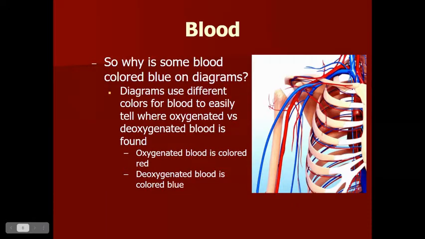So then if we don't have blue blood, why is some blood colored blue on diagrams? The reason that they do that is so that you can differentiate between different kinds of blood. Diagrams use different colors for blood to easily tell where oxygenated versus deoxygenated blood is found. So in diagrams, we'll see oxygenated blood as red, and we'll see deoxygenated blood as blue.